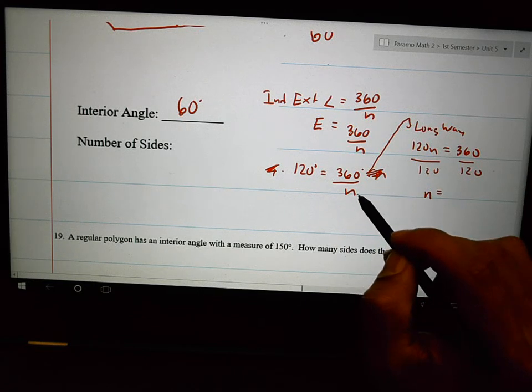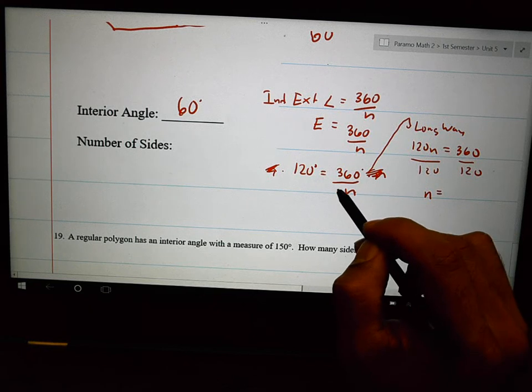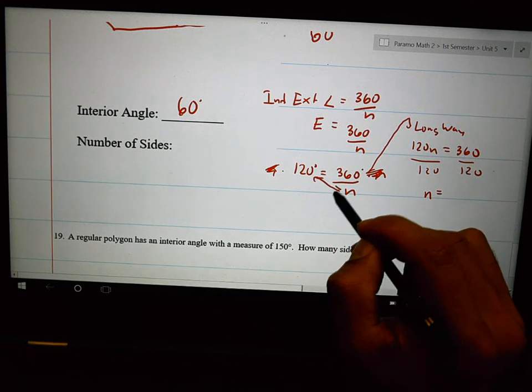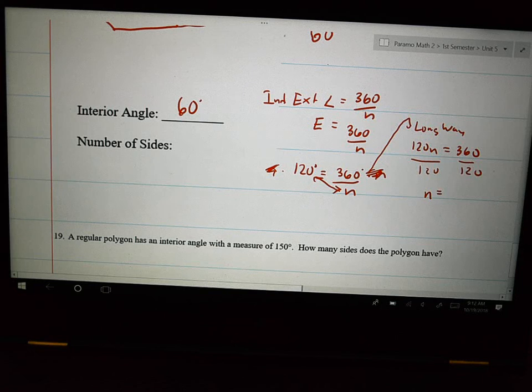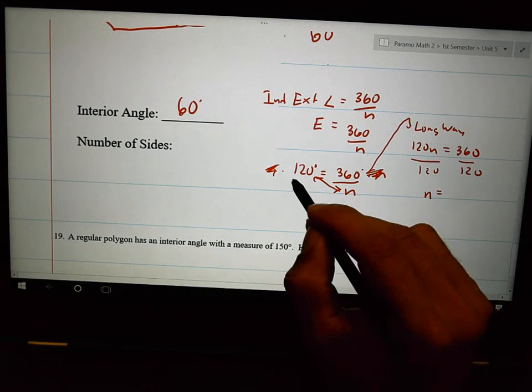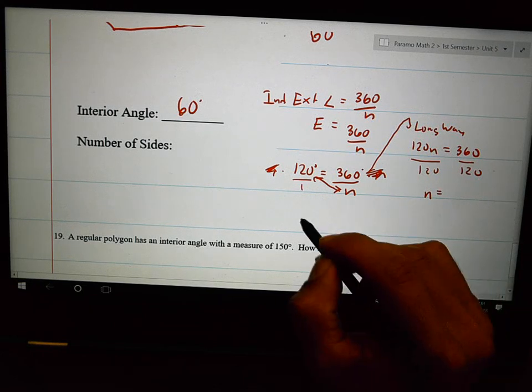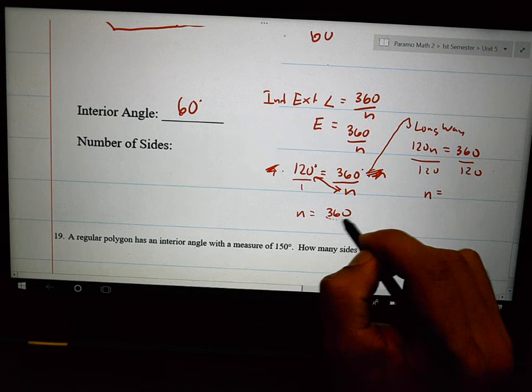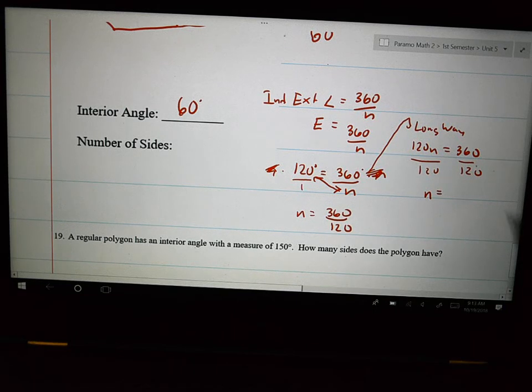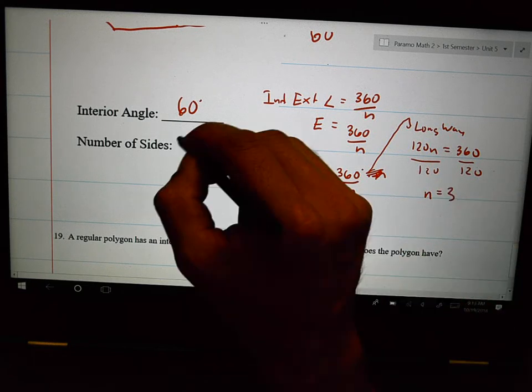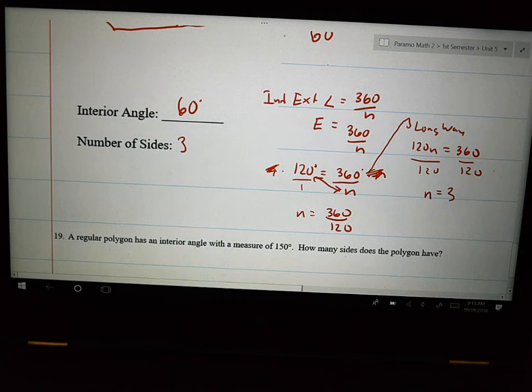The short way, going back over here, the short way is when you have a variable on bottom. It only works when the variable's on bottom. You can just switch these 2 places. Think of it as a proportion. And this is this over that, and those 2 things can switch with each other. And I can do n equals 360 divided by 120. Same answer. 360 divided by 120, I'll do it on my calculator, is 3. That's how many sides there are. It's a triangle. Which should make sense to you.